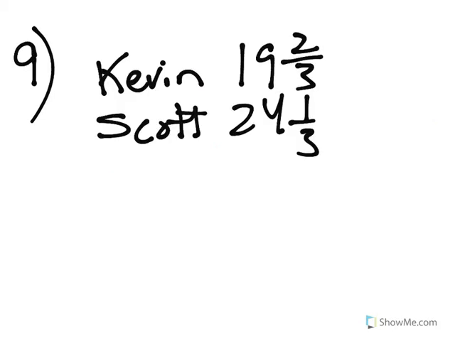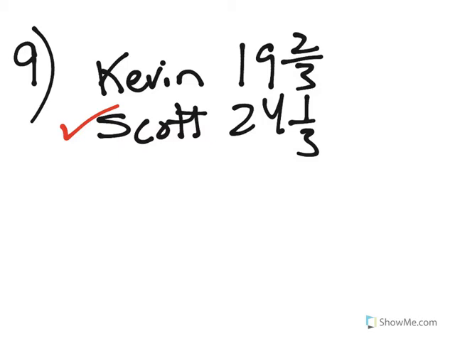Okay, number 9 was a word problem. It said Kevin threw the football 19 2/3 yards. Scott threw the football 23 1/3 yards. Which statement is true? And they're asking you who threw the football the farthest. So by just looking at it right now, we know it's going to be Scott. So when I look at my answers, I know I can eliminate A and C because it says Kevin threw it further. So I know my answer is either going to be B or D.